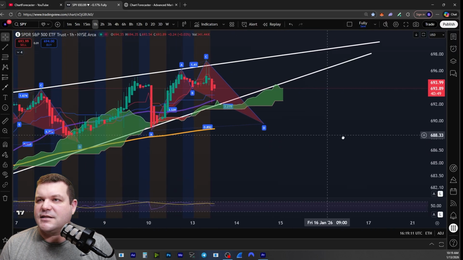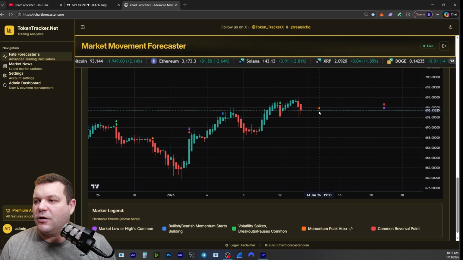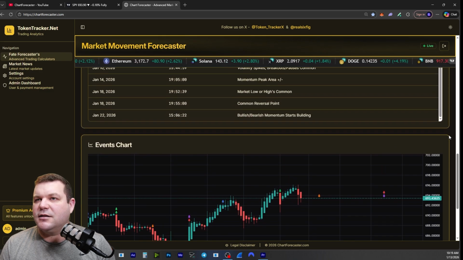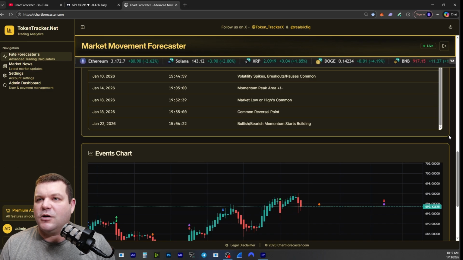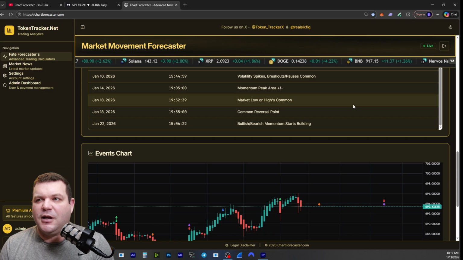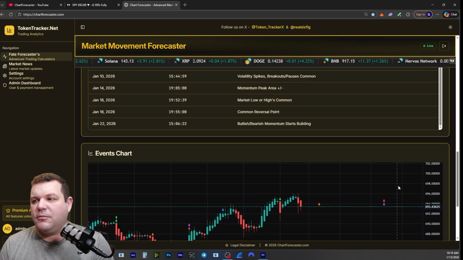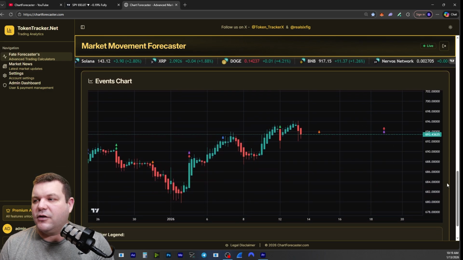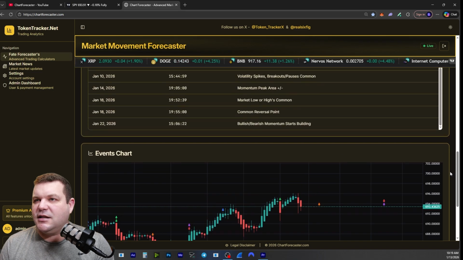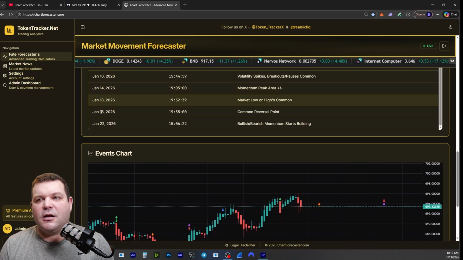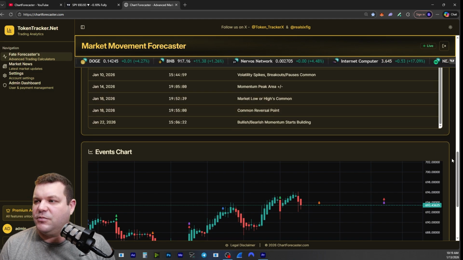So with that said, we're looking for a momentum peak area somewhere around January 14th at about 1900 hours, and this is all UTC time, guys, so bear that in mind. And also we've got a very nice reversal, market high or market low, predicted on January 18th at 1955 hours. We got that double confirmation, which is absolutely beautiful.